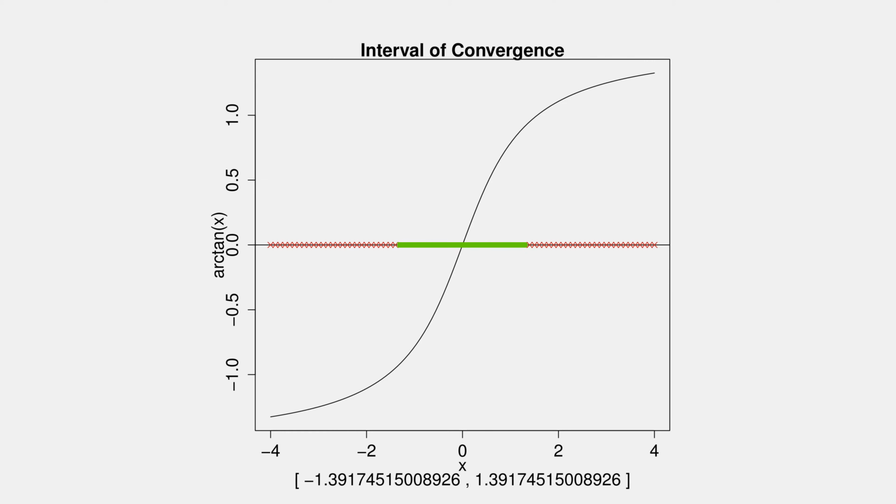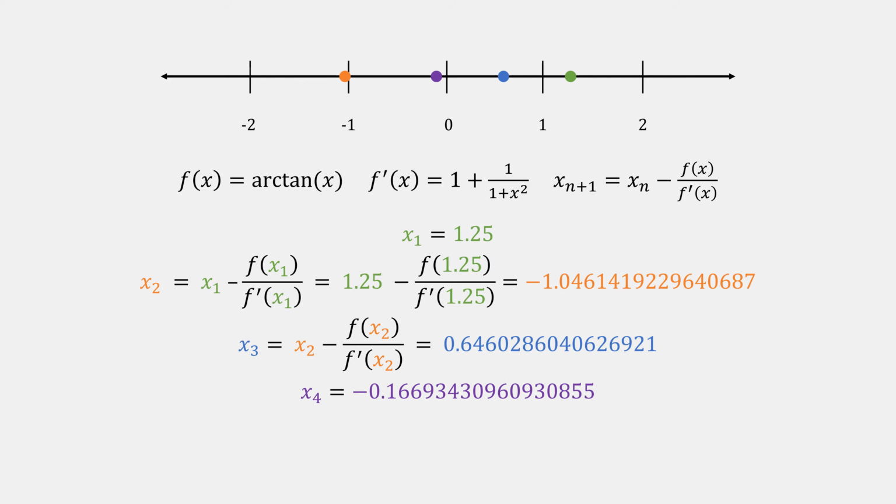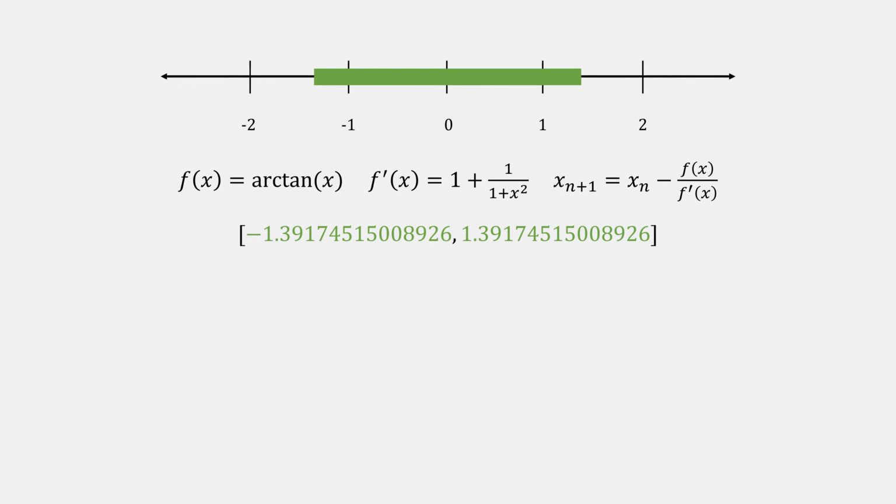Recall that for any differentiable function, Newton's method will converge at some points and diverge on others. As an example of Newton's method converging, if we take the arctangent as our example function and start from the point 1.25 and do several iterations of Newton's method, eventually we reach the value of 0. In fact, any real number between negative 1.4 and positive 1.4 would cause the arctangent to converge with Newton's method.